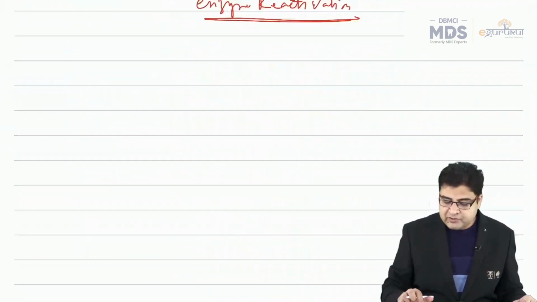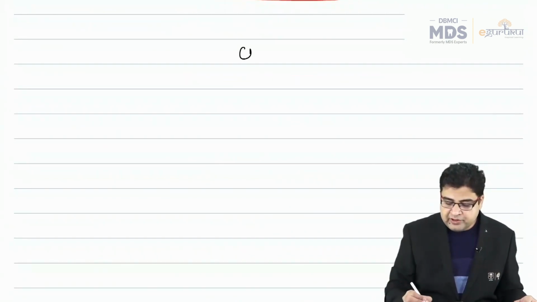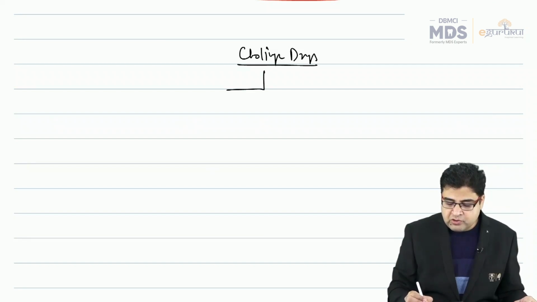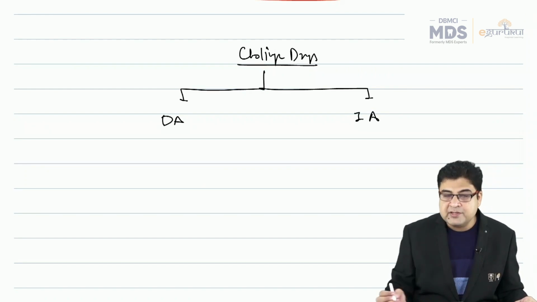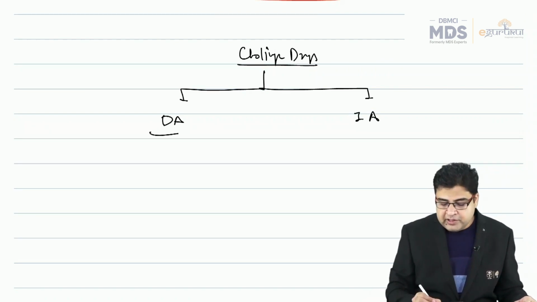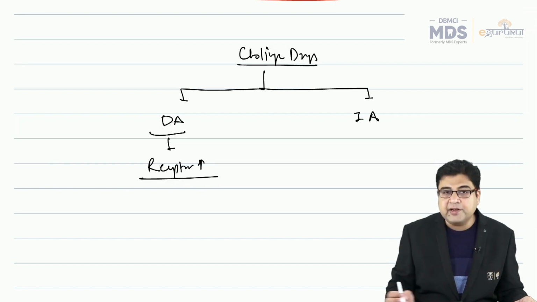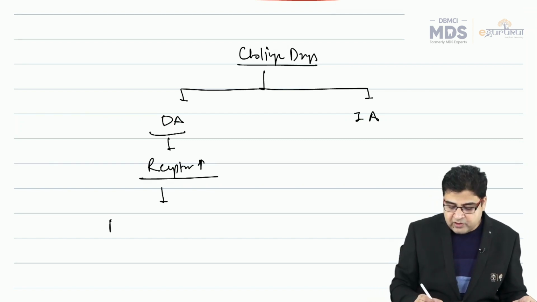So what we have discussed so far is cholinergic drugs. These cholinergic drugs can be of two types. One is known as directly acting, second is known as indirectly acting. In directly acting medicines, the medicines can stimulate the receptor directly. These medicines are of two types. One is known as bethanechol.